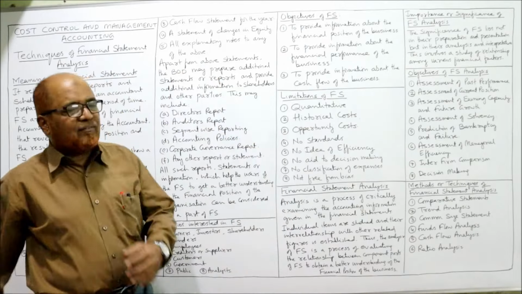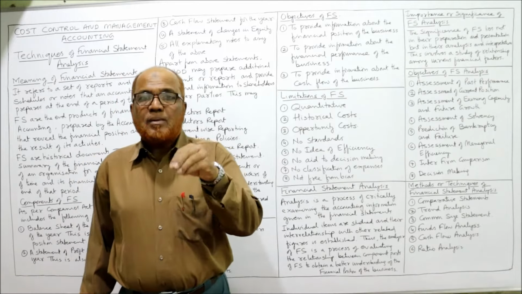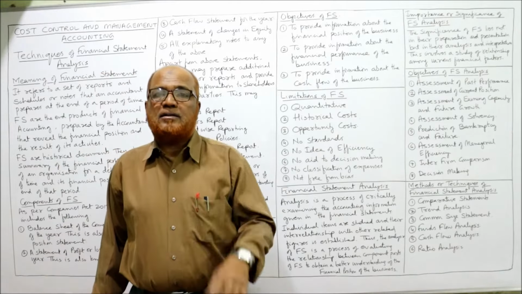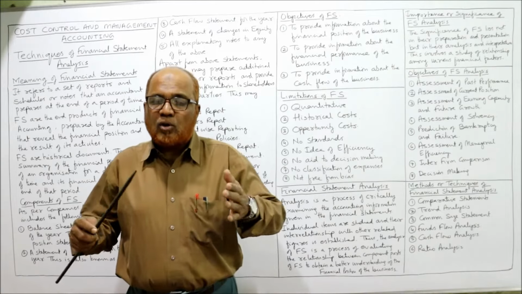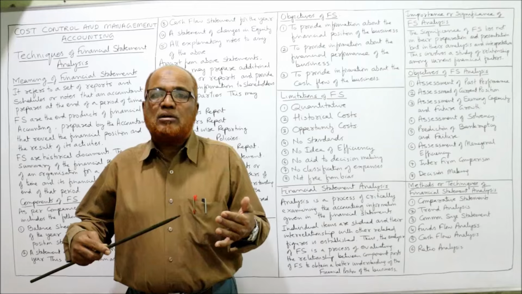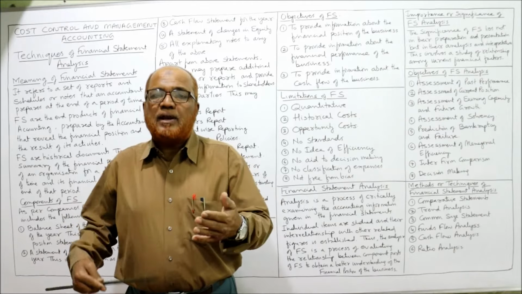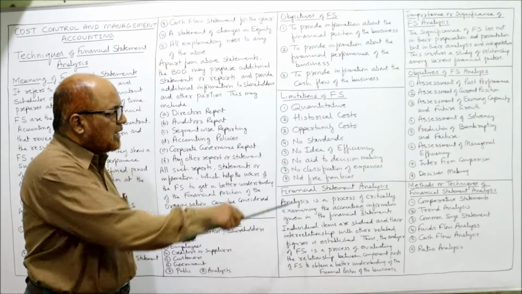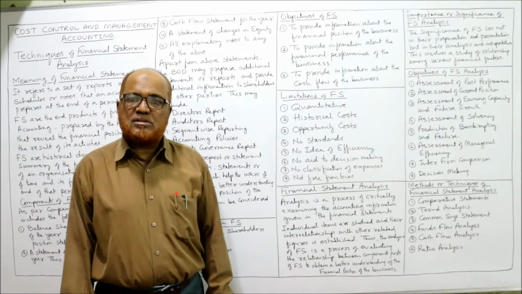Next one, not free from bias. There is a possibility that bias may be applied in this. That means purely on personal ground, the accounts may be manipulated. When the accounts are manipulated, they are affected by bias. So these are some of the limitations of financial statements.